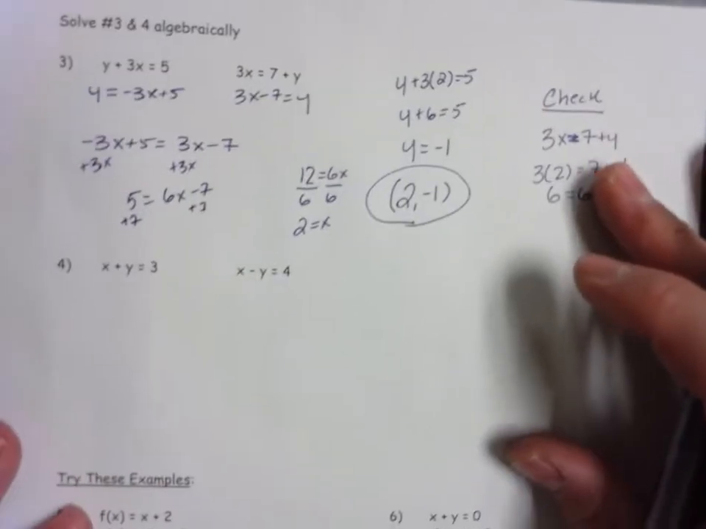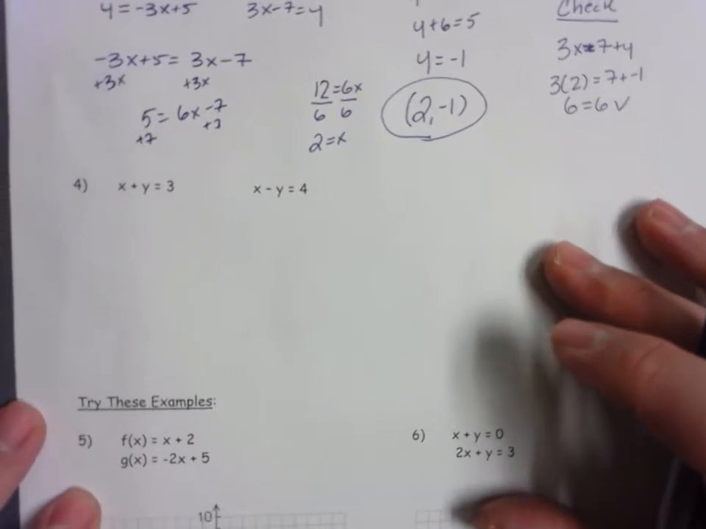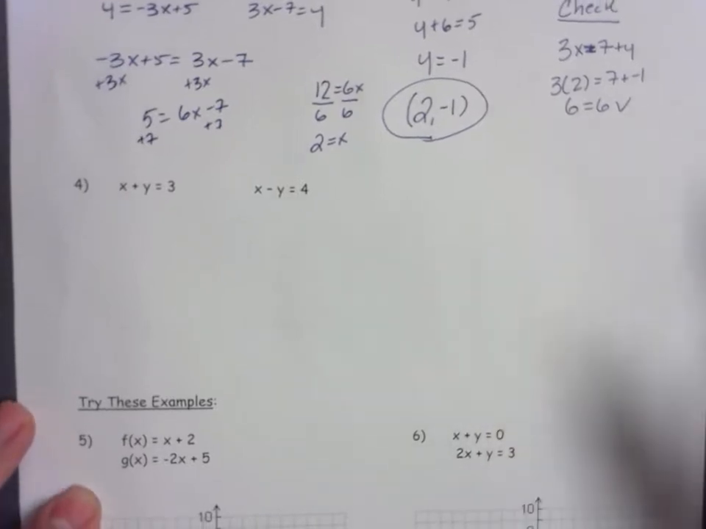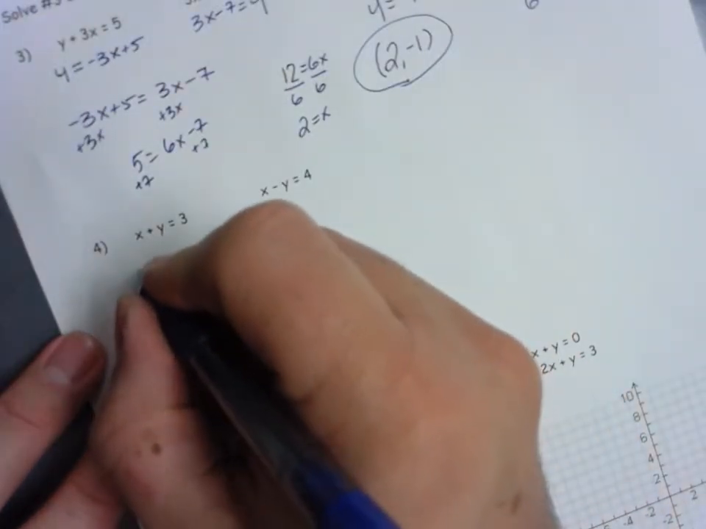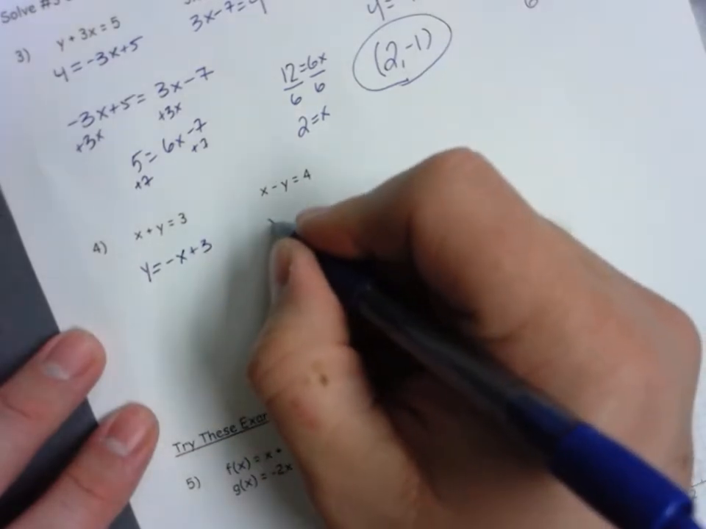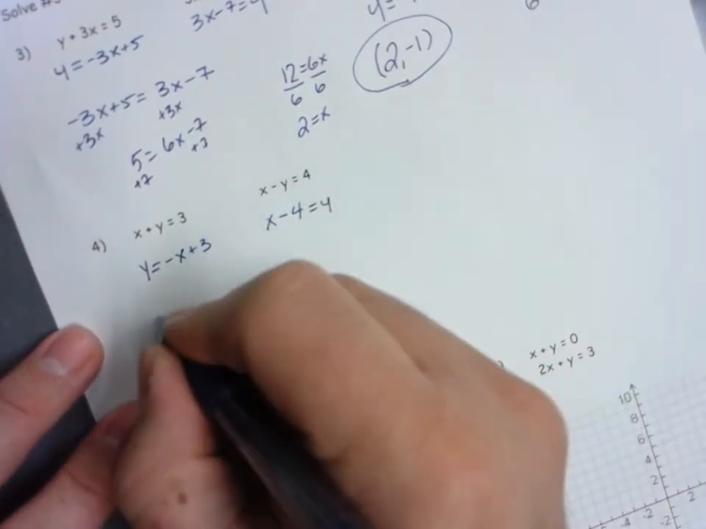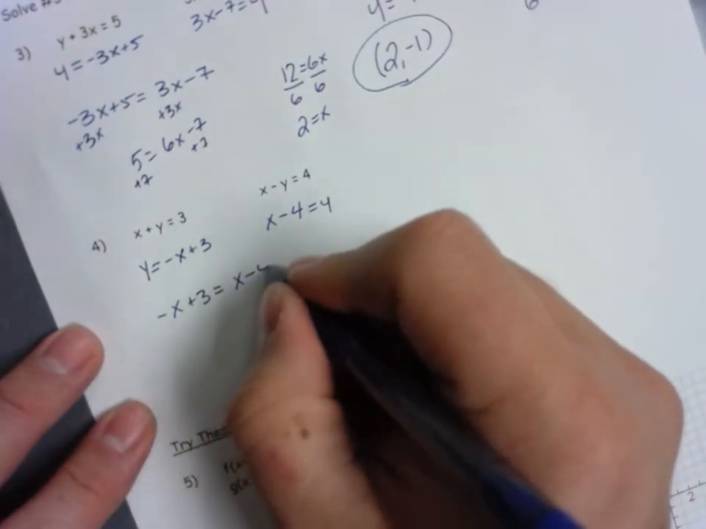All right, let's try out number 4. Now, here we can use substitution, or we can use what is called the elimination method, if you remember back to when you did this when you were younger, because you could stack these up and get an answer. I'm going to use substitution. I get that y is equal to negative x plus 3. And x minus 4 equals y. Negative x plus 3 equals x minus 4.